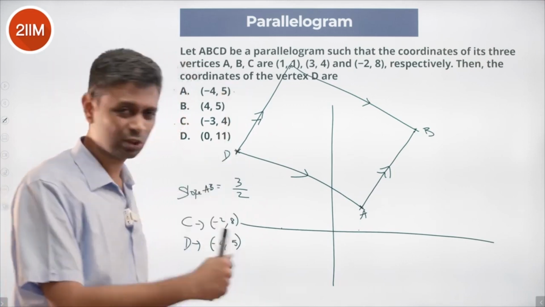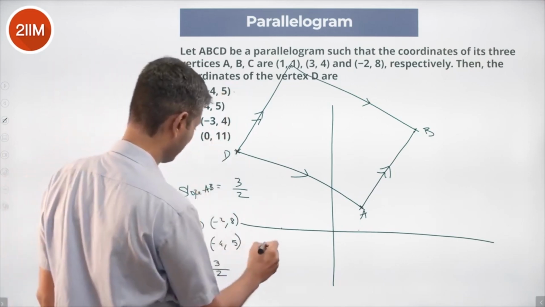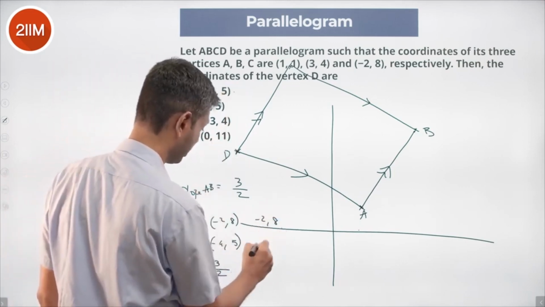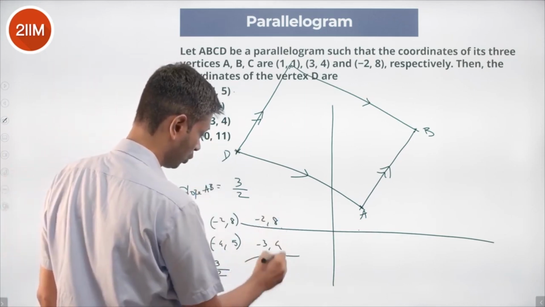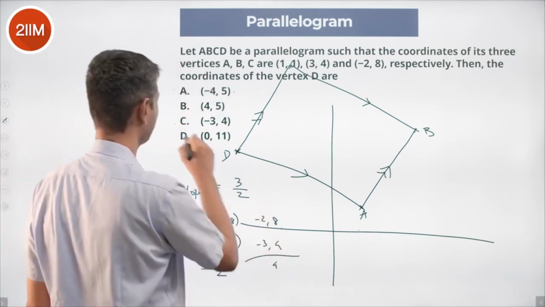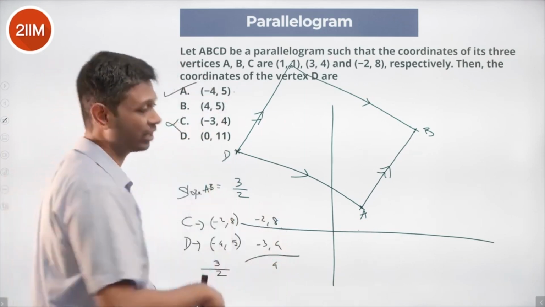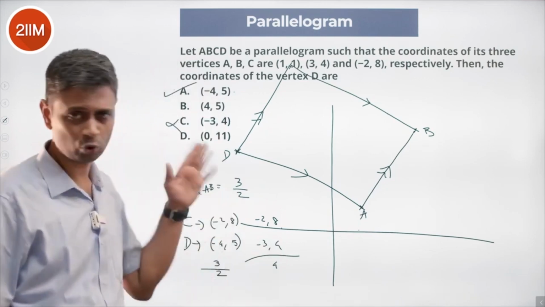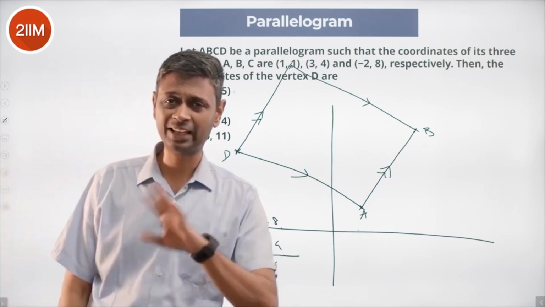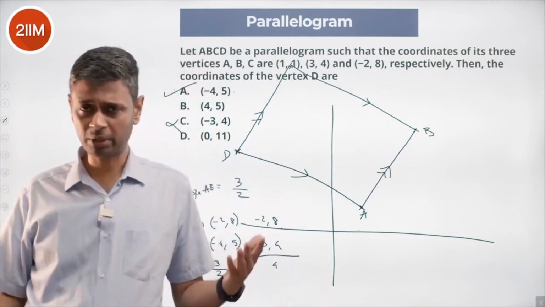Now we need to do the other slope. Before that, we can find this: minus 3, 4 and minus 2, 8 and minus 3, 4. Slope would be 4 by 1. So this doesn't work. We can go for this as the answer. It looks from the diagram, it's going to be like that. I'm backing my diagram drawing skills. Sometimes it pays off, sometimes it doesn't pay off.